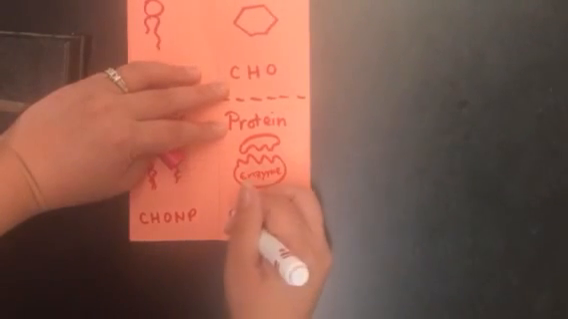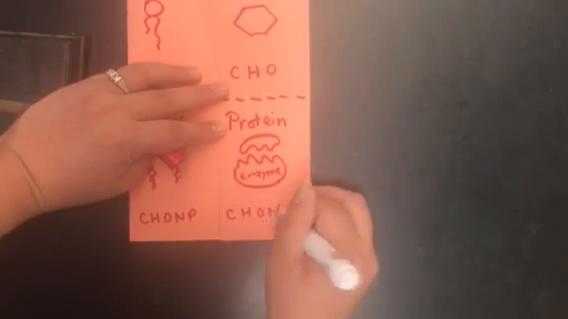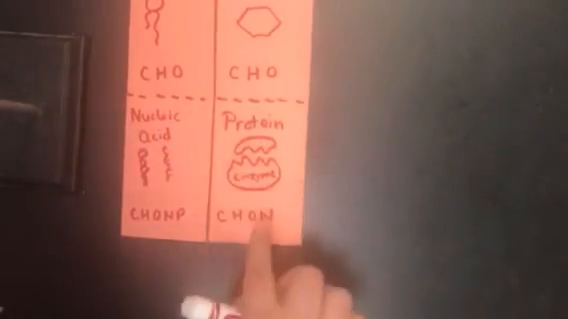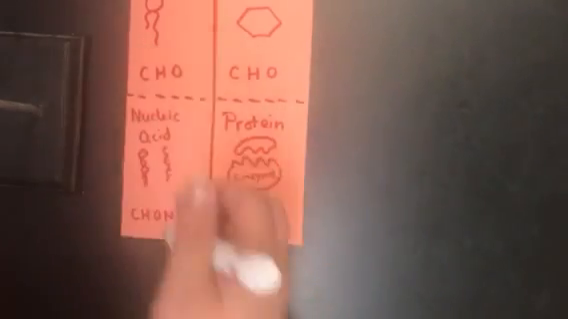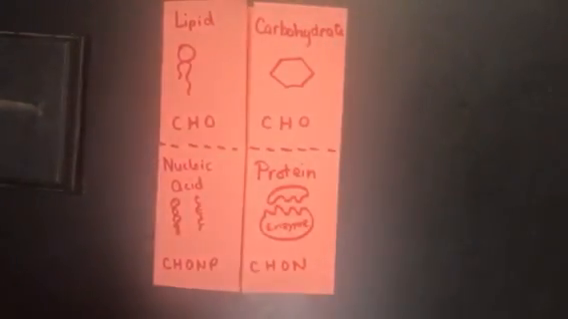And then these enzymes, and most proteins, are made of carbon, hydrogen, oxygen, and nitrogen. So we have CHO, CHO, CHON, CHON. Those represent elements that make up these 4 very important biomolecules we're going to be learning.